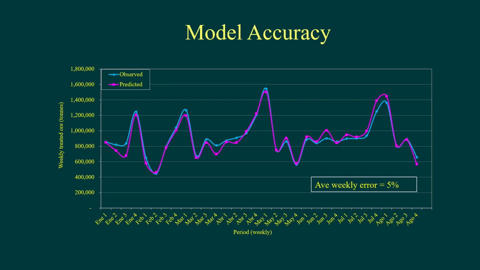This is the graph that was published in that paper, and you can see the blue observed and the purple predicted. Really a very, very good correspondence over that period of time that it was analysed. Average weekly error of 5%, which I think is really very, very good indeed. So that's finished off an example of a simulation based approach.